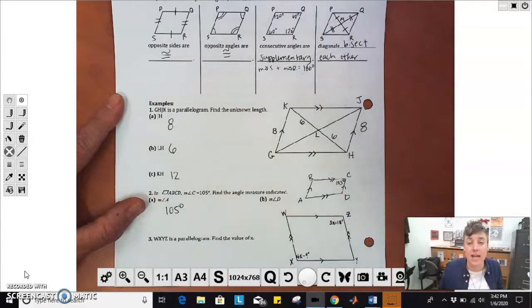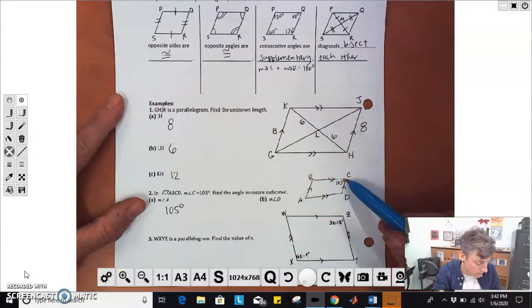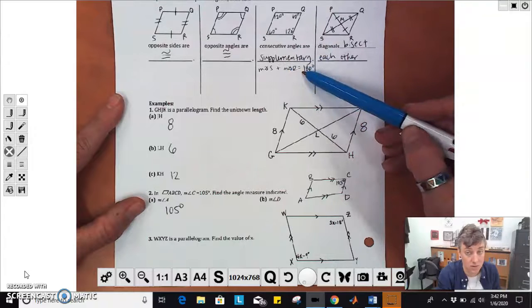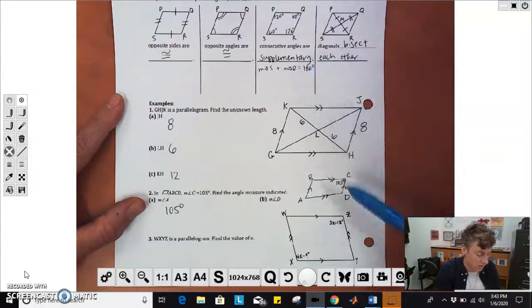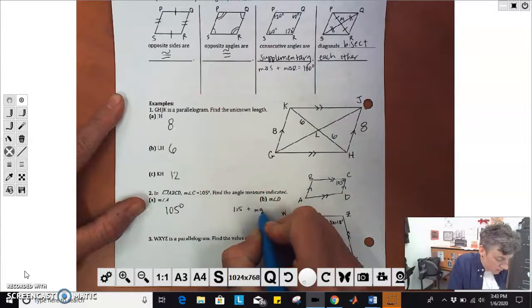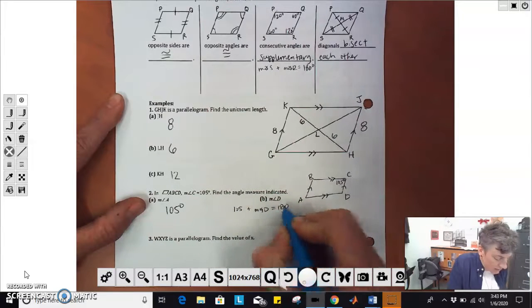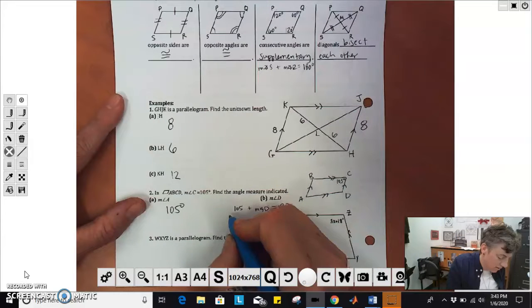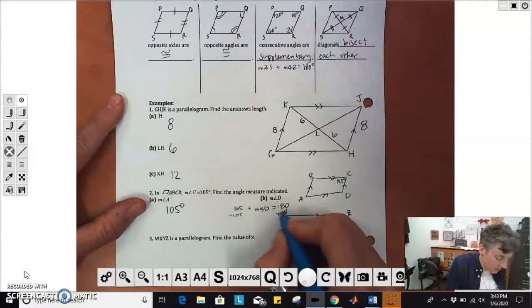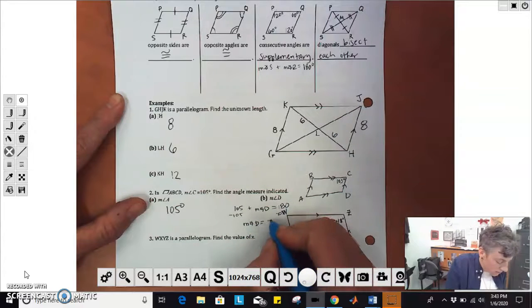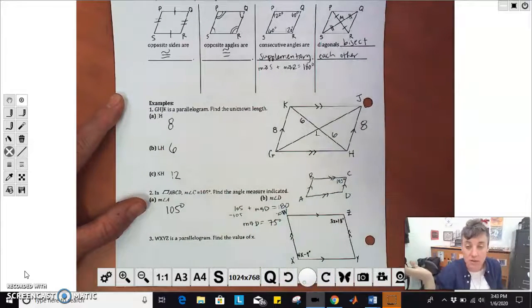How about angle D? Well, C and D are consecutive angles, so they are supplementary. So C plus D equals 180. So 105 plus the measure of angle D equals 180. What's that going to mean for the measure of angle D? Well, let's subtract 105 on both sides. So the measure of angle D equals 75 degrees.